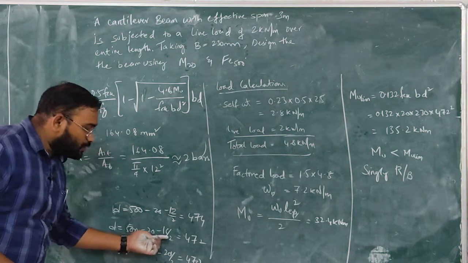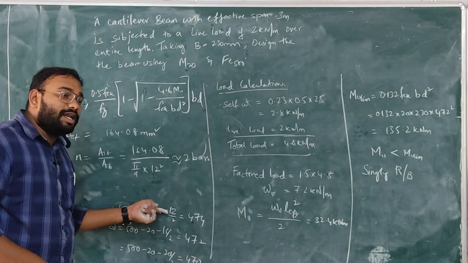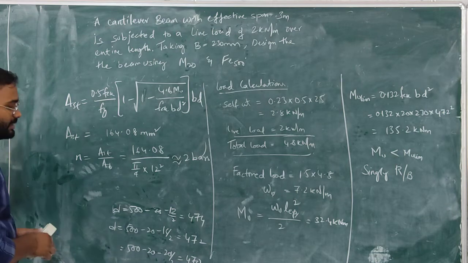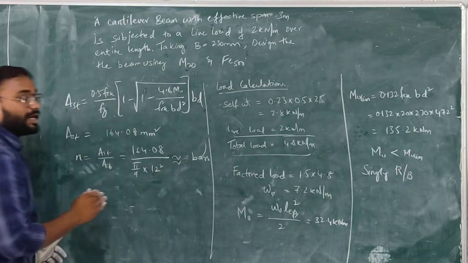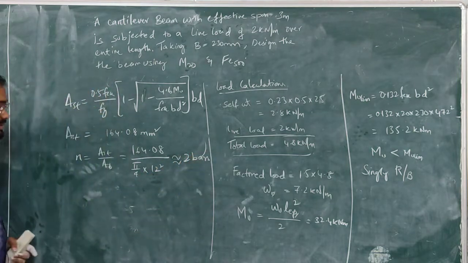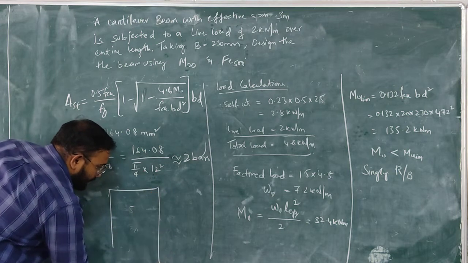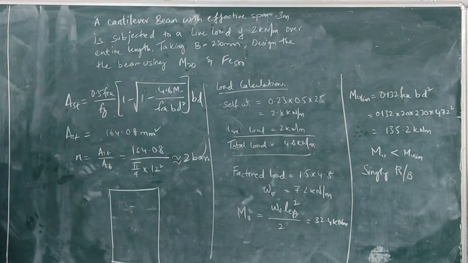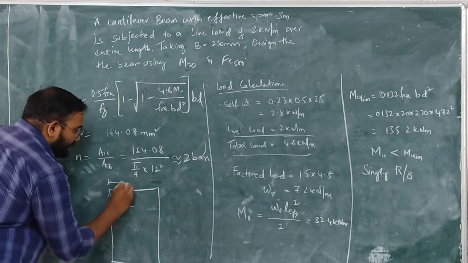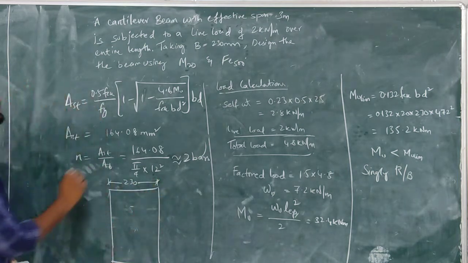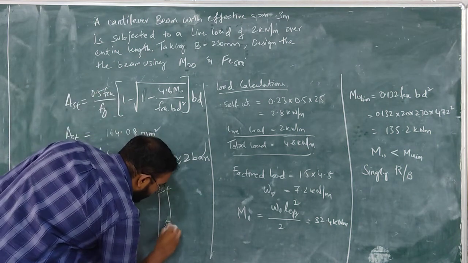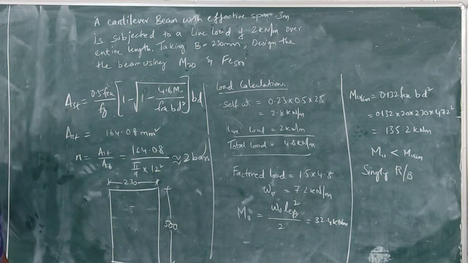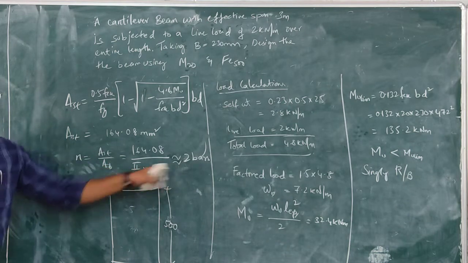Now here we have assumed 16, so you can use bars of 12 mm and 16 mm diameter. If you take 12 mm bars, how many bars are you getting? This is also equal to 2 bars. Now this is the cross section of the cantilever. The width is given directly, that is 230 mm. The overall depth assumed is 500 mm. Now what is this Ast, which is 2 bars of 12 mm diameter?